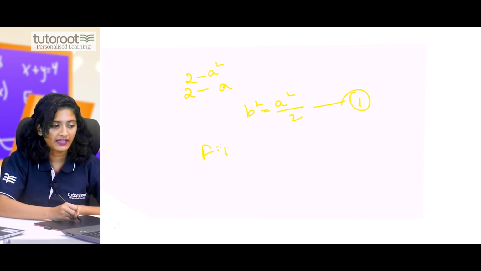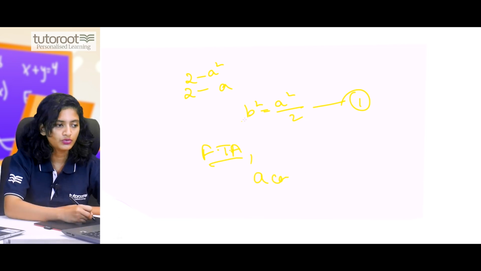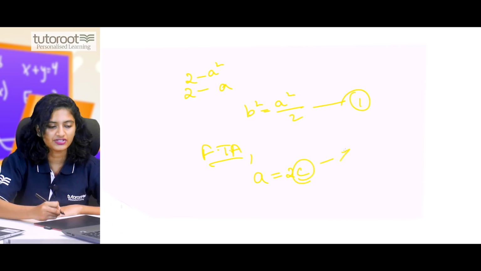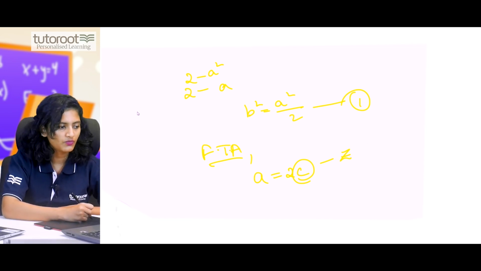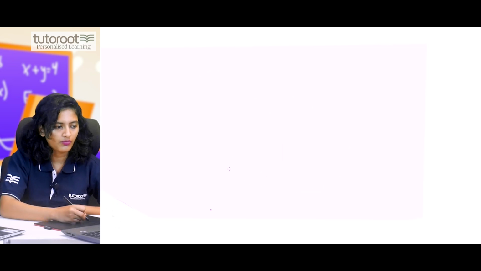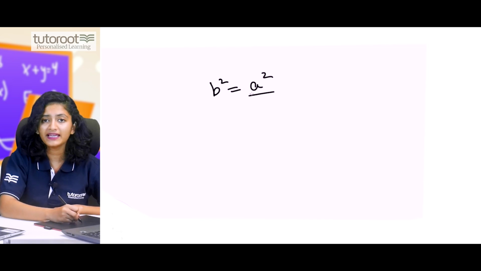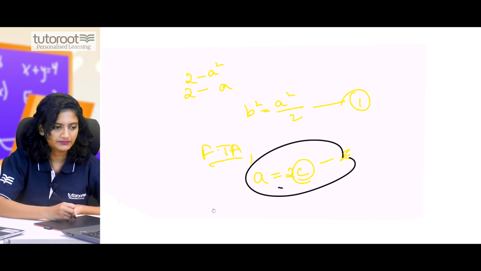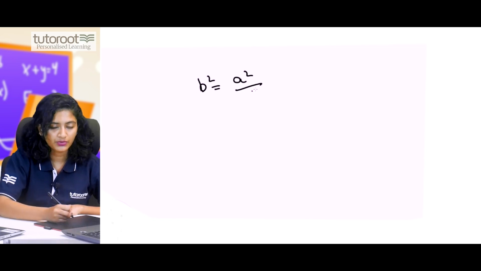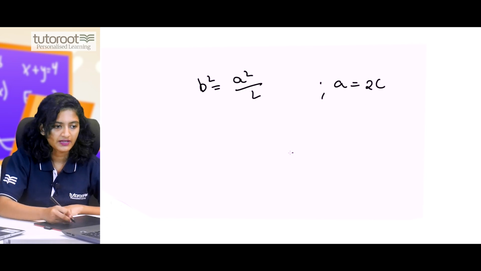Like we already said from the previous theorem, if 2 divides A square, then it must also divide A. Now from FTA, we can state that A can be written as 2C, where C is an integer. Now let's substitute this in equation 1, because you have A here and you found the value of A. What was your equation 1? B square is equal to A square by 2, and we got A as 2C.